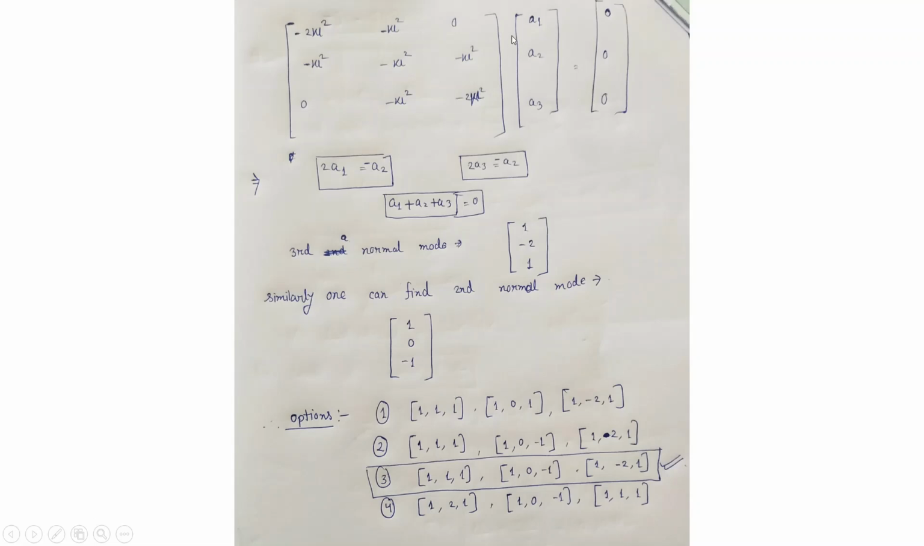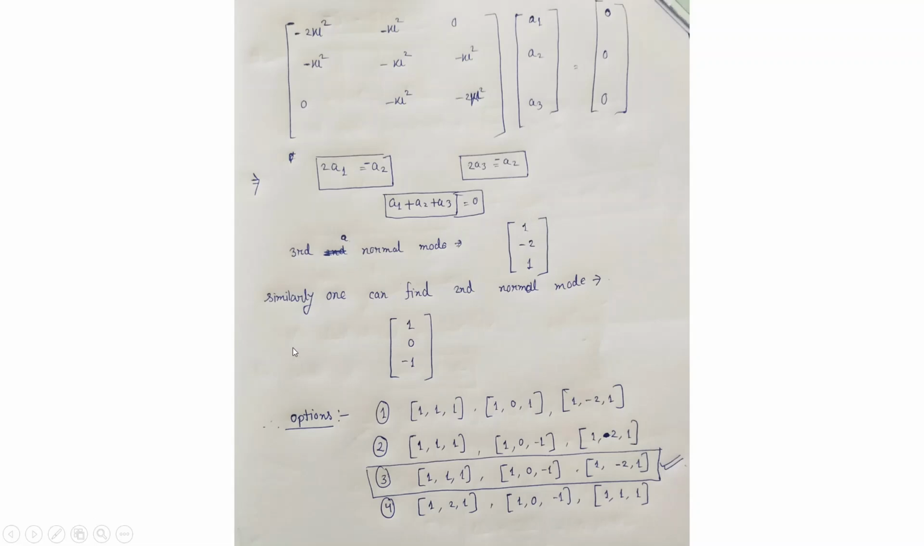So you can find the relation between the Ais. For this case 2A1 is equal to minus A2, and 2A3 is also equal to minus A2, and if you combine these two then you can get A1 plus A2 plus A3 is equal to 0. So you can choose A1 is equal to 1. If you choose A1 is equal to 1, then A2 will automatically be minus 2, and when A2 is minus 2, A3 will automatically be 1. By choosing any one, you can also choose A1 is equal to 2, and accordingly other elements will change. So okay, this is another normal mode.